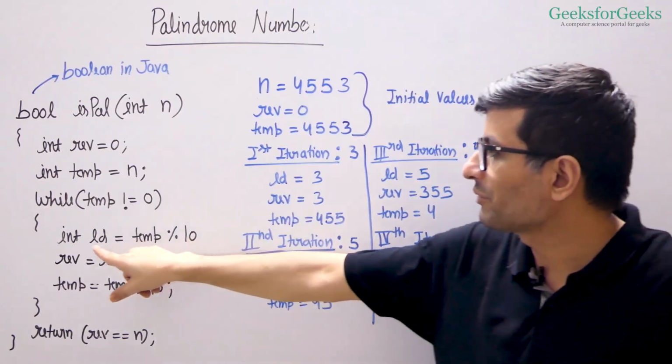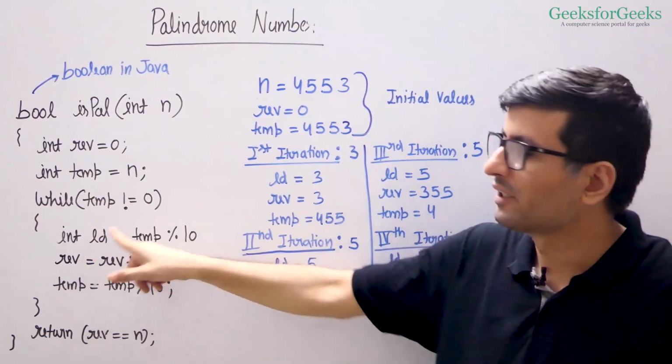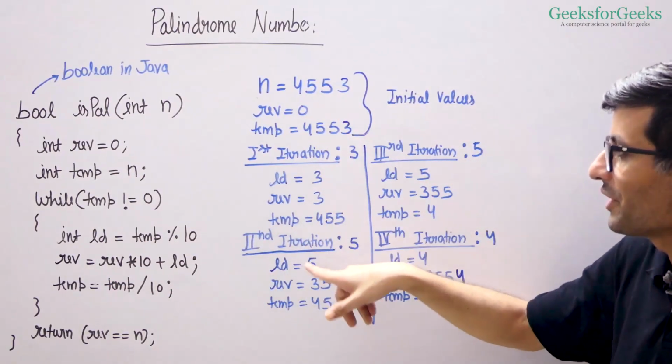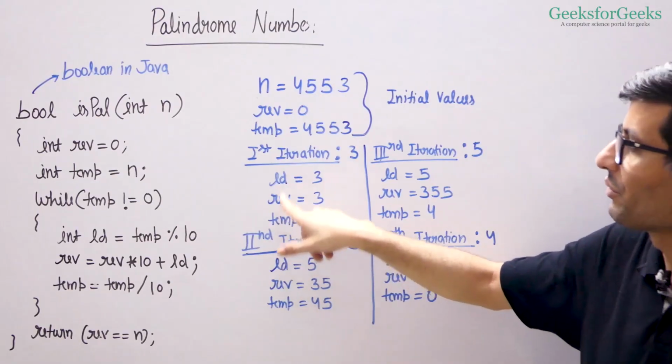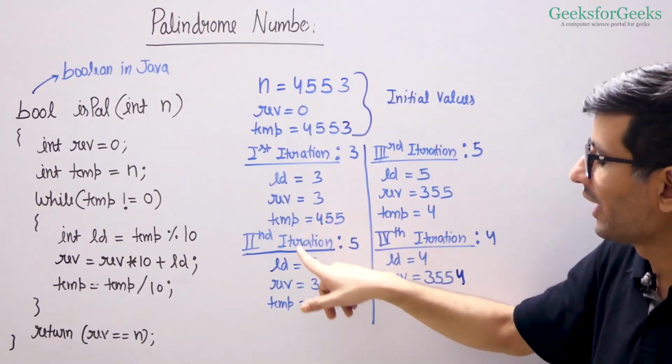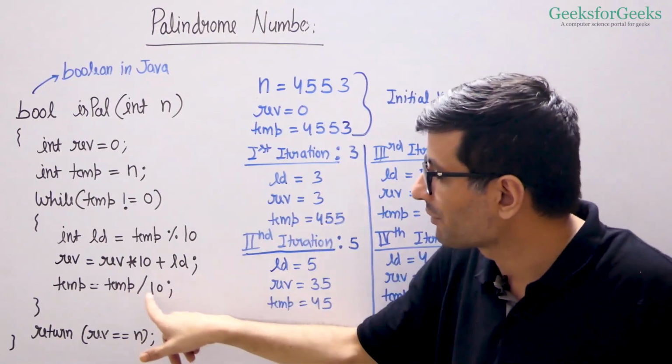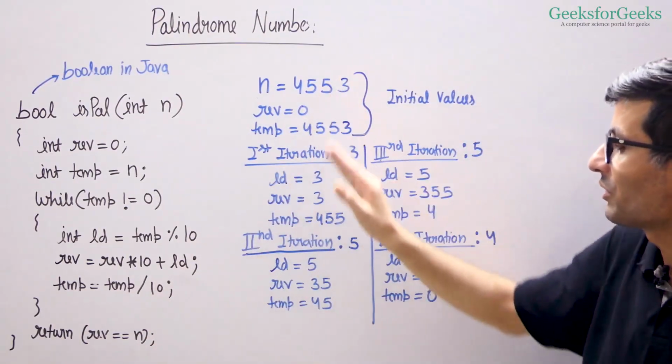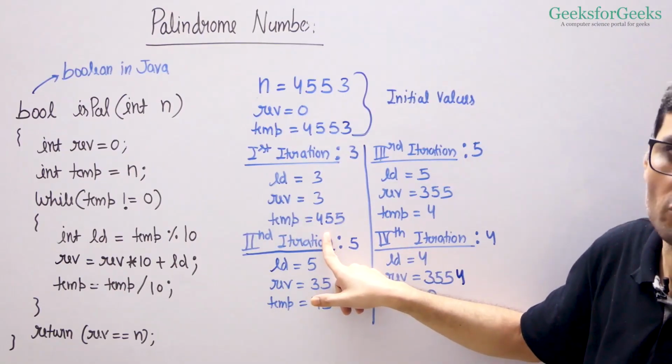So first thing we do is we get the last digit in a variable LD. So LD is last digit of this number, 3, and then we update reverse. Reverse was initially 0, now it becomes 0 into 10 plus 3, which is 3. And then we update the temp, temp equal to temp by 10. So last digit removes. Now our temp becomes 455.